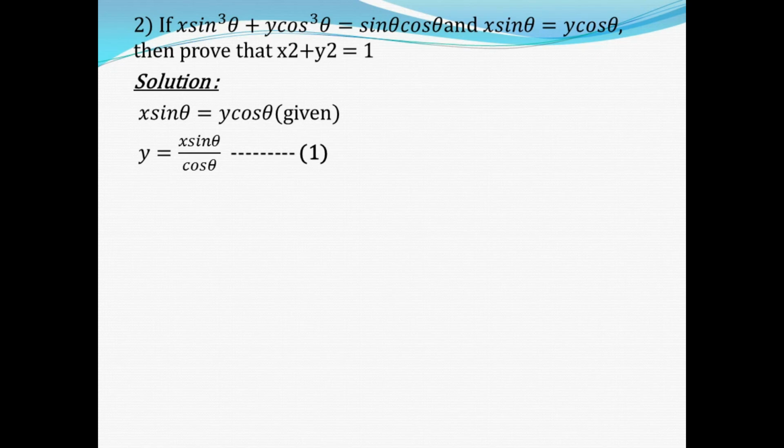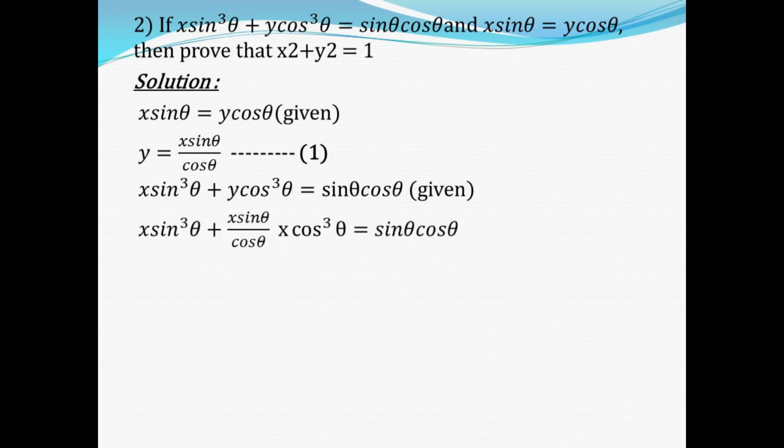Now let us take the next condition. X sin cubed theta plus y cos cubed theta is equal to sin theta cos theta. In this condition, we have to apply the value of y. We should substitute the value of y. Now let us check out what do we get here after applying that value of y. We are getting x sin cubed theta plus, instead of y, put x sin theta by cos theta and into cos cubed theta is equal to sin theta cos theta.